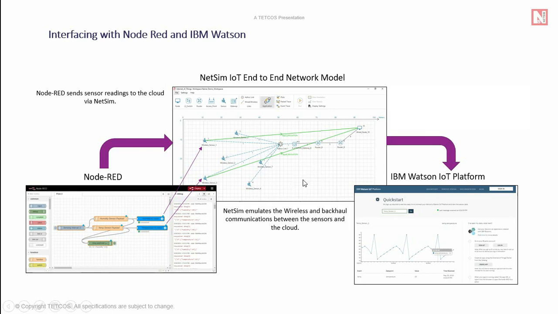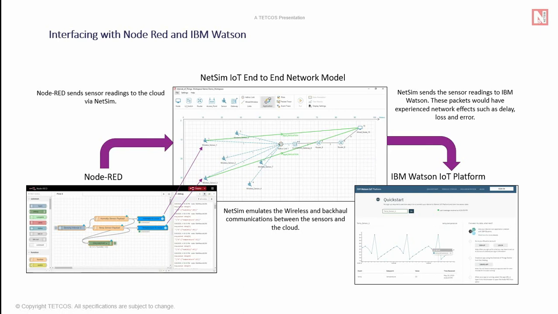In this virtual network, users can model wireless and backhaul communications between the sensors and the cloud. NetSim then sends the sensor packets to IBM Watson, and these packets would have experienced network effects such as delay, loss, and error in the virtual network in NetSim. Let us now look at the interfacing of Node-RED, NetSim, and IBM Watson cloud platform.